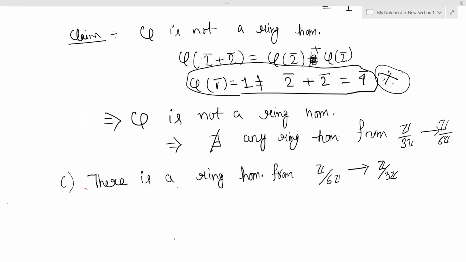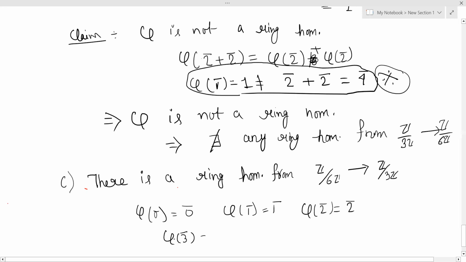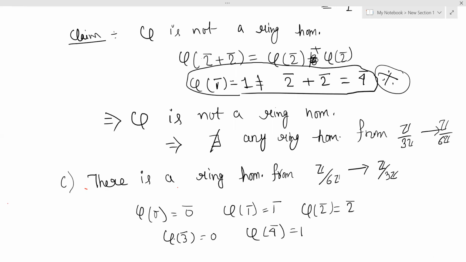Phi of 2 bar should be 2 bar, phi of 3 bar should be phi of 0 bar, which is 0. Phi of 4 bar should be 1 bar. Sorry, I should write the bar also. Phi of 5 bar should be 2 bar. Right. So how will you check this is a ring homomorphism?